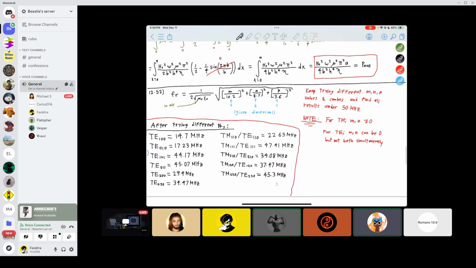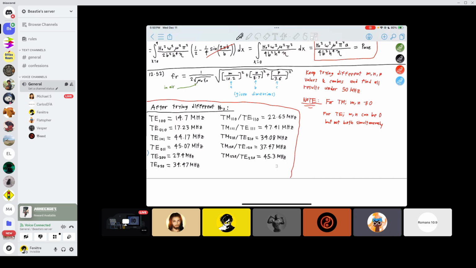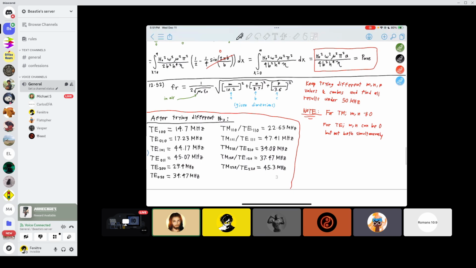One thing I didn't understand about the modes is how do they work? How do you know which mode you can and can't use? Because I remember some of the things were saying, oh, you can't use that one because of something. Okay, let's see. I remember here. So for TM modes, for transverse magnetic, M and N cannot be 0. So TM, M and N cannot be equal to 0. Yeah, that's transverse magnetic, right? Yes.